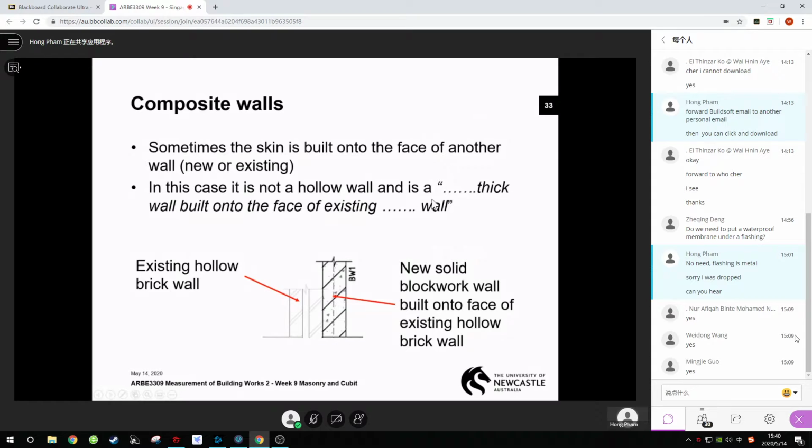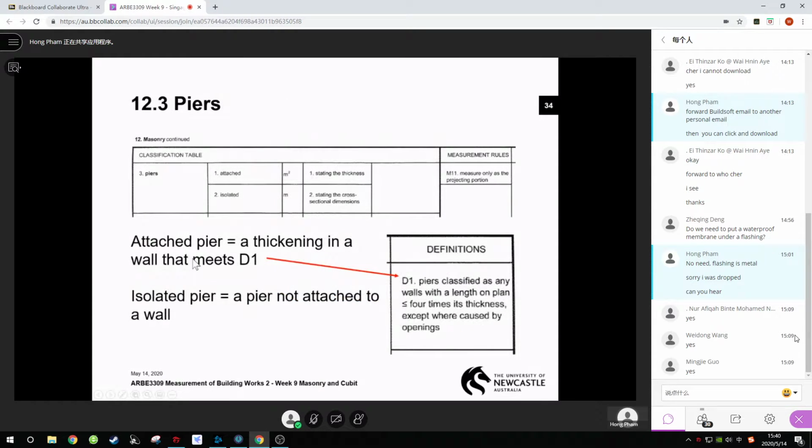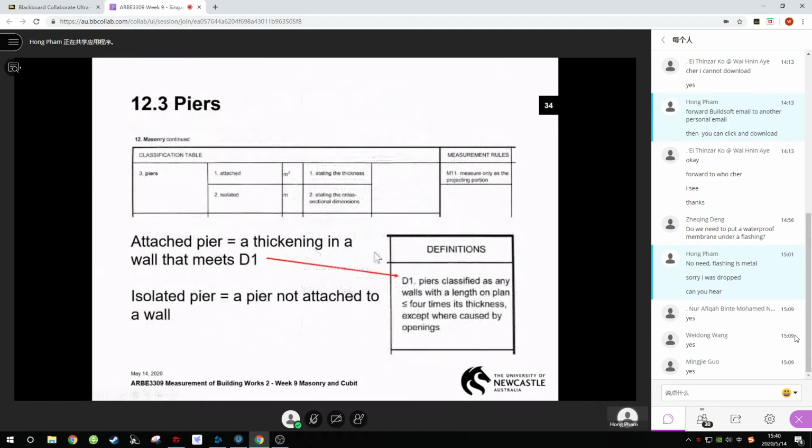Piers, there's a little formula in the method for piers on slide 34, and it's that a pier is less than 4 times the thickness. Usually piers are only 1 or 2 bricks. It's built onto the face. An attached pier is built onto the face of a wall. An isolated pier, if you've looked under your house, you'll see isolated piers. If you've got a Bears and Joyce house, you'll see isolated piers. They're not attached to a wall.